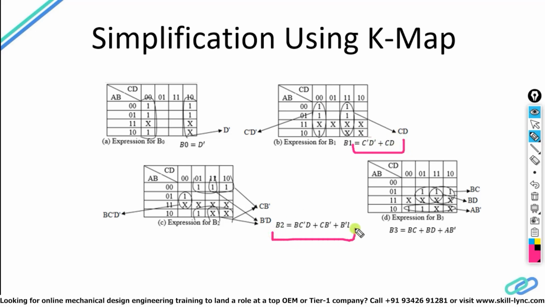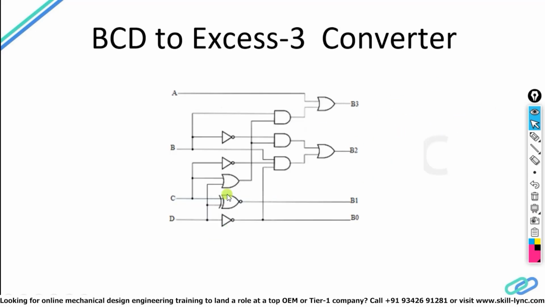Similarly, we can find out for this. This is B2, and then you can find it for B3 and this is B0. There are a total of 4 K-maps and 4 expressions. After this, you can draw the diagrams on the basis of this. Just take wires, put an AND gate or OR gate accordingly and give it the final values. Okay, this is the thing.